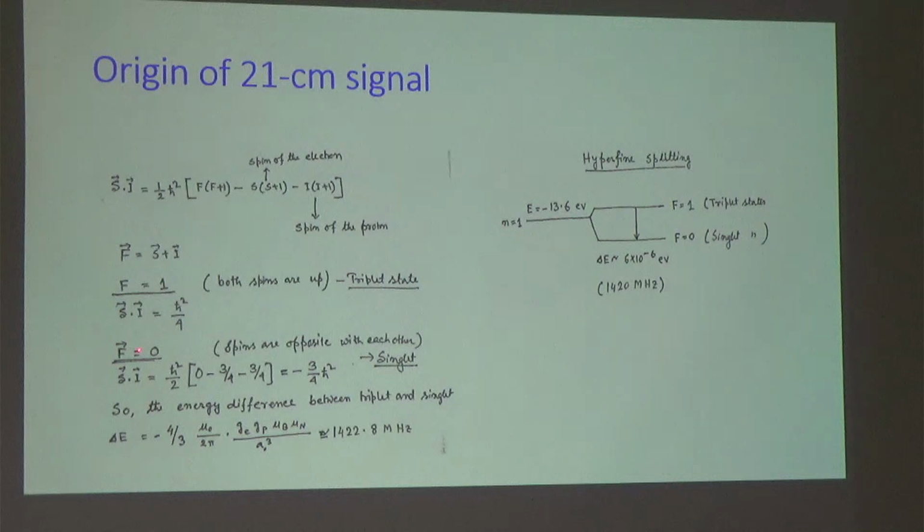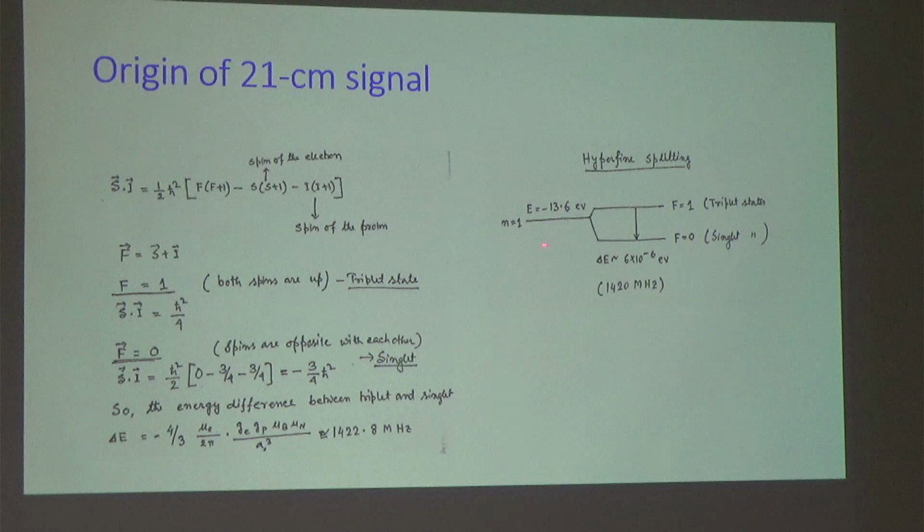When F is equal to 0, that means when spins are anti-aligned, they are in opposite directions, then S dot I is minus 3 by 4 h-bar squared. Okay. So this S dot I can have two values. One is h-bar squared by 4, and the other one is minus 3 by 4 h-bar squared. So this interaction actually splits the ground state level into two energy levels, and that is shown here.